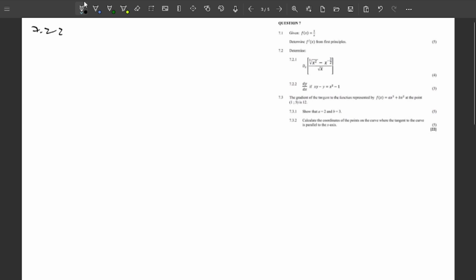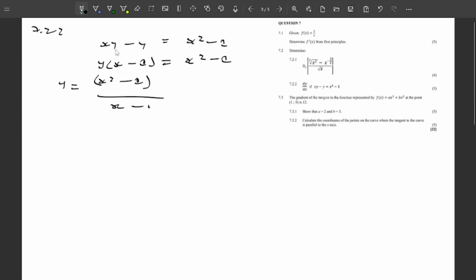Where is the y? The y's are here, but like always, we have to find our answer, right? So it's xy minus y, which is x squared minus 1. So the common thing on this side, right? Since they said dy over dx, you have to derive y with respect to x. So the common one is y here. You're left with this, right? Then from here on, you divide both sides by x minus 1, which gives y equals x squared minus 1 over x minus 1.